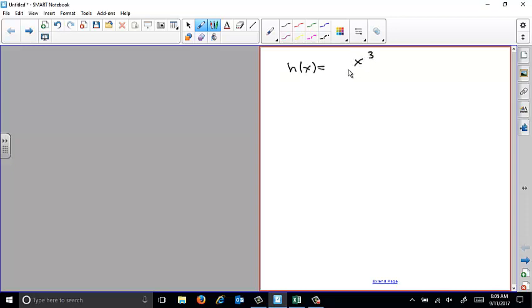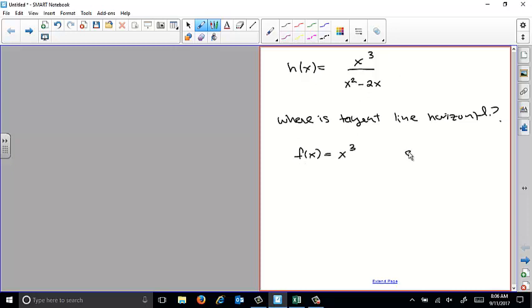So let's say I have x cubed over x squared minus 2x. Okay. So, where is the tangent line horizontal? So we could plot this and find out where it is, but what we're going to do is we're going to take the derivative of this. So I'm going to let the numerator be f of x and the denominator be g of x.